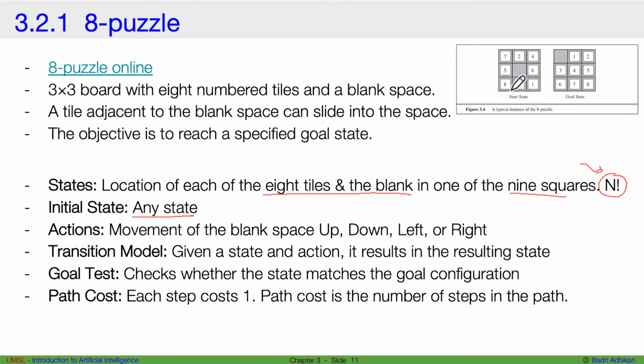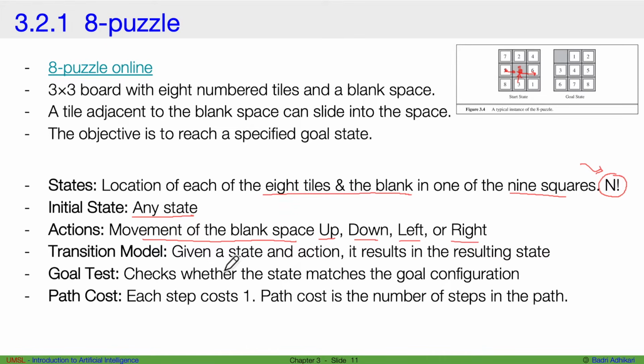Now the possible actions are moving either of the blocks to the blank space, but effectively we can imagine that the possible actions are actually the movement of the blank space. That is, whenever we move one block to the blank space, we're effectively moving the blank space to that block. So instead of thinking that we can move various blocks to the blank space, it is easier to imagine that we can move the blank space anywhere possible. So we can move the blank space up, down, left, or right, and those are our possible actions.